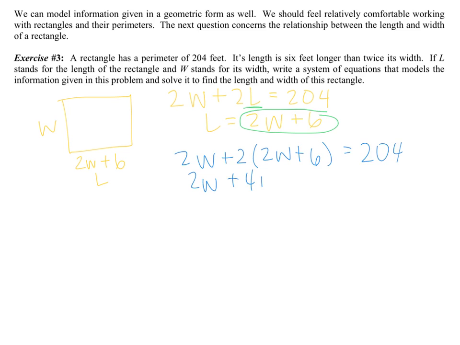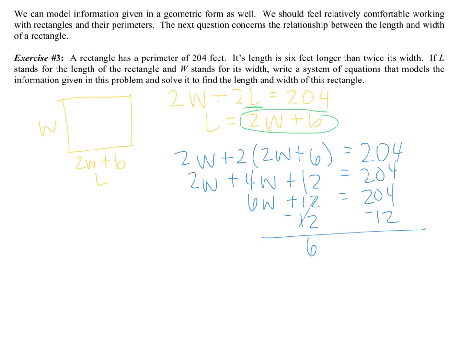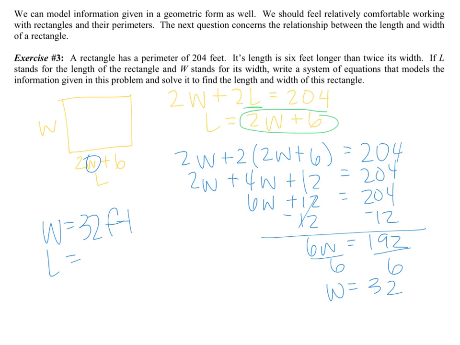2w plus 4w plus 12 equals 204. 6w plus 12 equals 204. We subtract 12 from each side. 6w equals 192. Divide by 6. And the width is 32. So if the width is 32 feet, to find the length, we're going to plug 32 in here. So 32 times 2 plus 6 is 70 feet.